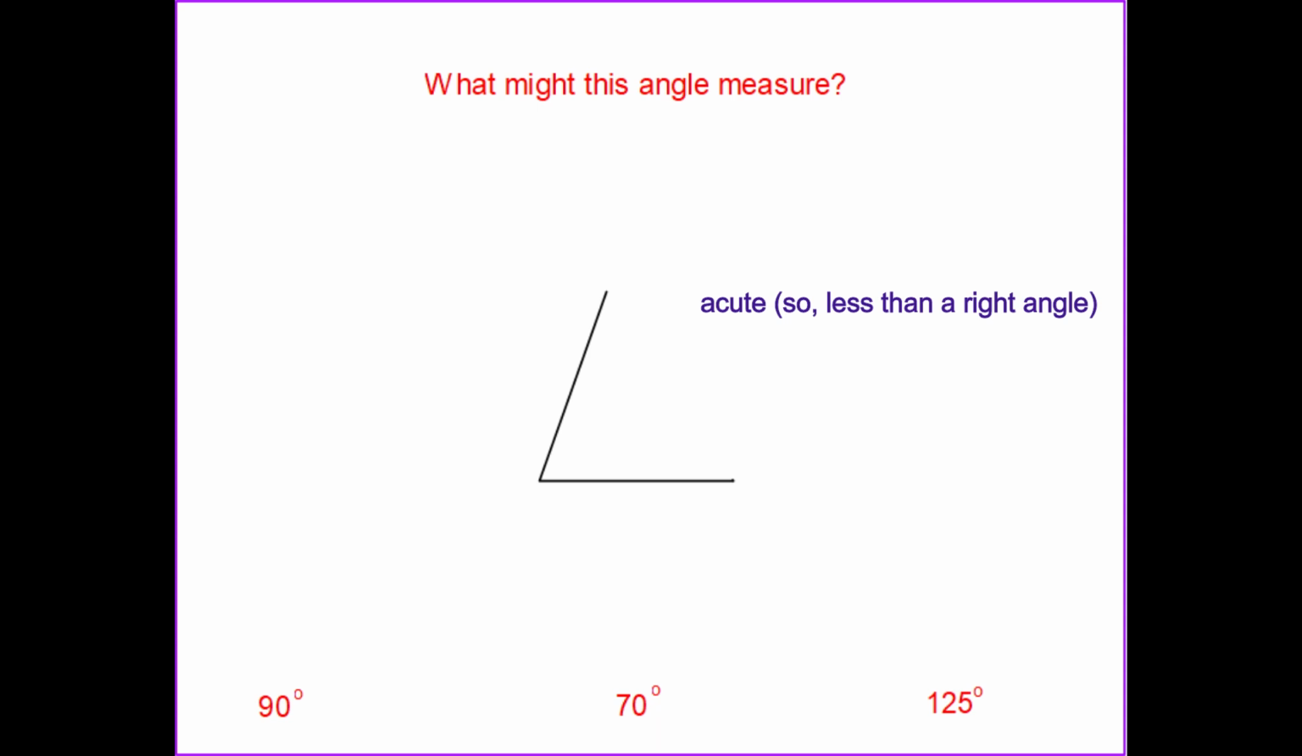Well, I already said it's smaller than a right angle, so it can't be 90 degrees because 90 degrees is a right angle, and that is definitely not a perfect right angle. I couldn't fit a square in the middle of it. If it's smaller than a right angle, then it couldn't be 125 degrees because that's more than 90. That only leaves me with the option of it being 70 degrees. So I used my understanding of what a right angle looks like, that it's 90 degrees, to help me estimate what another angle might measure.